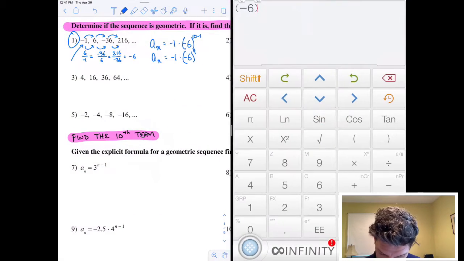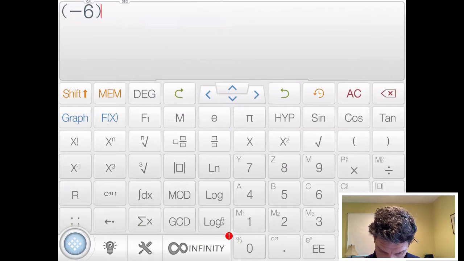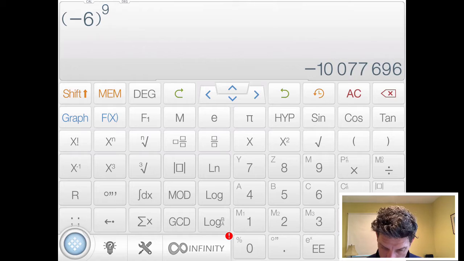I don't see the power button. Huh, I don't see the power button. Where's the power button? Oh, maybe I need to have the whole thing open to get to the power button. So up to the 9th power is huge.